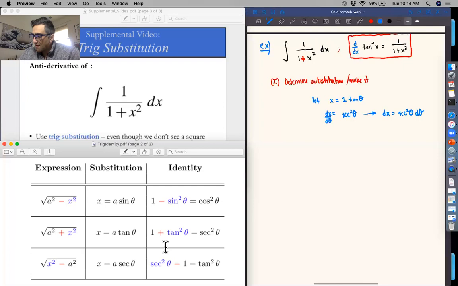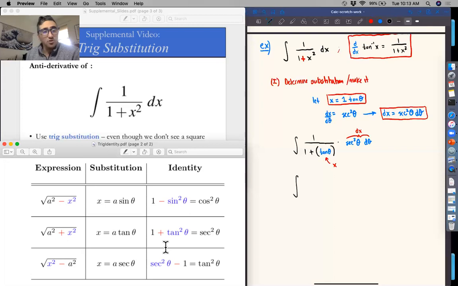So now, with these two things at our disposal, we have x equal to tangent theta, and dx equal to secant squared theta d theta. We can go ahead and substitute those into our integral. Anywhere there's an x, we replace that with tangent theta, and anywhere there's a dx, we replace that with secant squared theta d theta. Remember, the secant squared theta d theta was our original dx, and that tangent is really what we're calling x from our substitution.